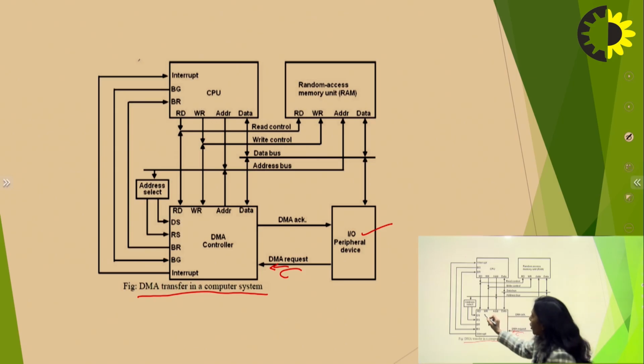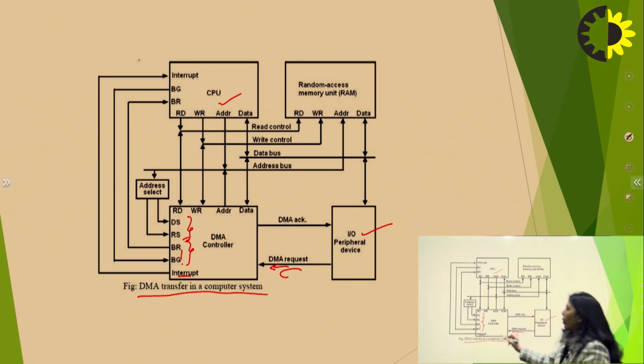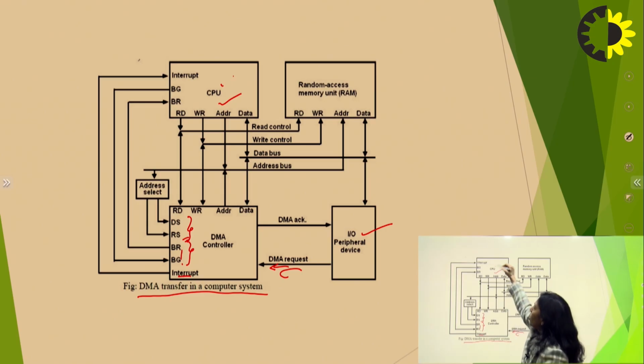The DMA chip is having these two registers, and these two signals. Then this DMA select and the register select both are handled by the CPU. These are the bus request and bus grant signals, and this is the interrupt that will be sent by the DMA controller to the CPU.